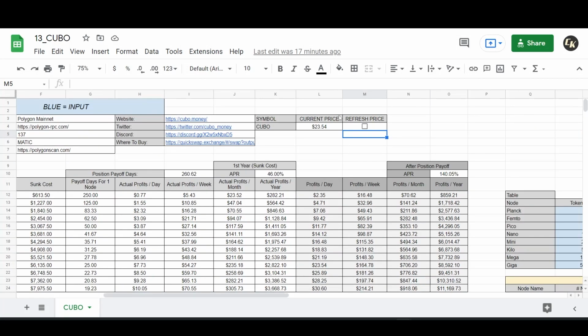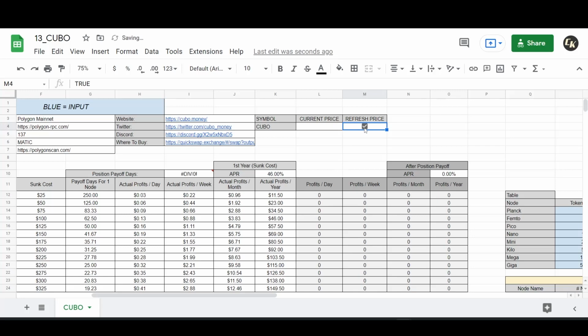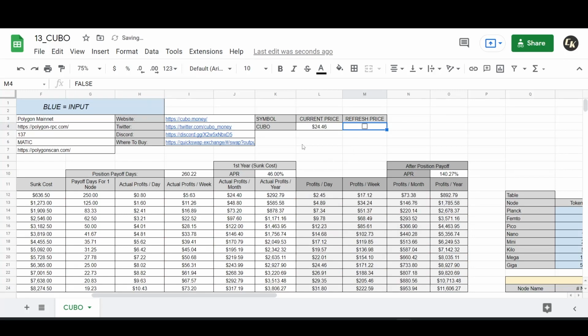If we go to the right, you have the price. This is live quotes. And if you want to make sure you have the latest price, you click here to refresh the price and it will load the latest price. So I added this feature. I know some people had some problems with the price, and this is just to make sure that it's working properly.